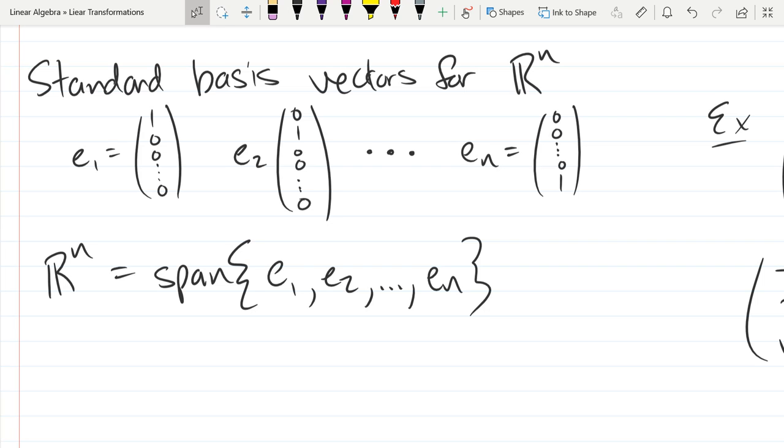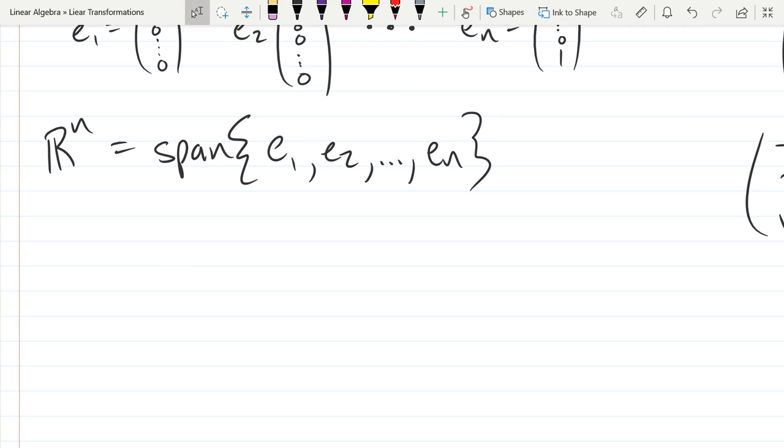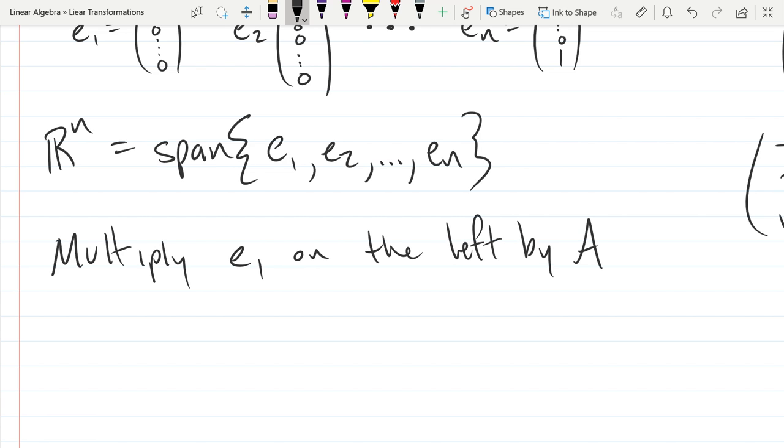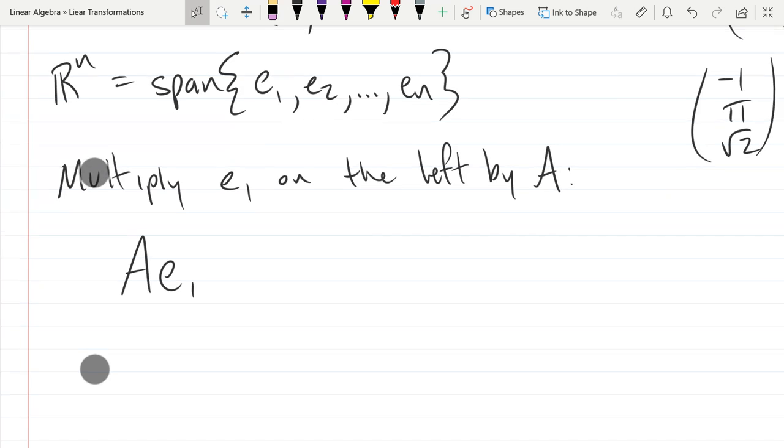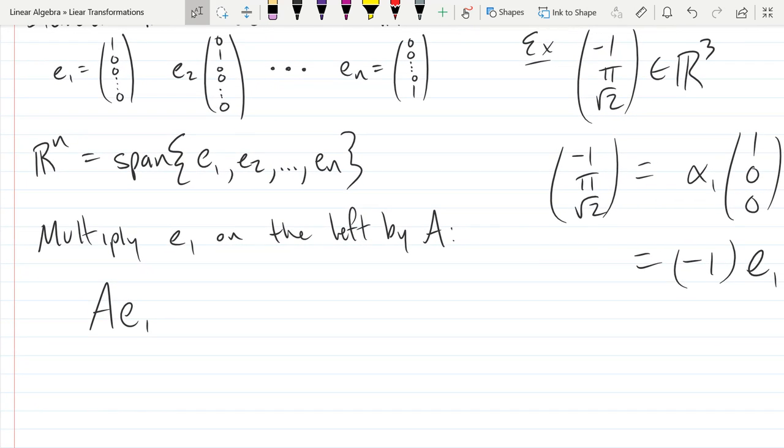So we have our standard basis for Rn, and we're going to see what multiplying left by a matrix A would look like. So multiplying left by A. All right, so the dimensions of E1: how many rows is E1 going to have? N. So it'll have n rows, and how many columns? One. N by one. So A has to have n columns in it, no matter what. Doesn't matter how many rows are in it, so I'm just going to put the letter m right there. So right from this, I can see A has n columns.